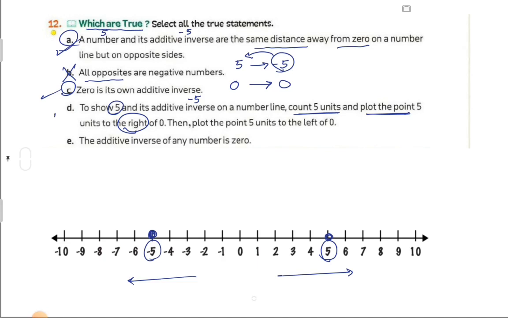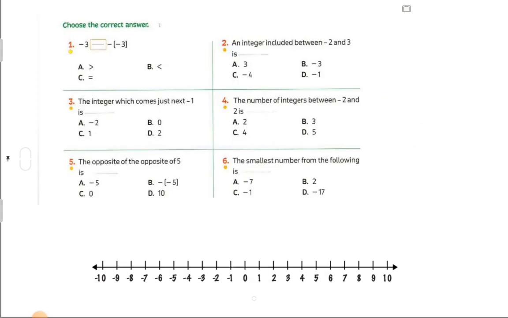It's a correct statement. The additive inverse of any number is 0. Of course not; 0 is just its own additive inverse. So 0 and its opposite 0, but 1 and negative 1. So 0 is not the additive inverse of any number. It's a false statement.